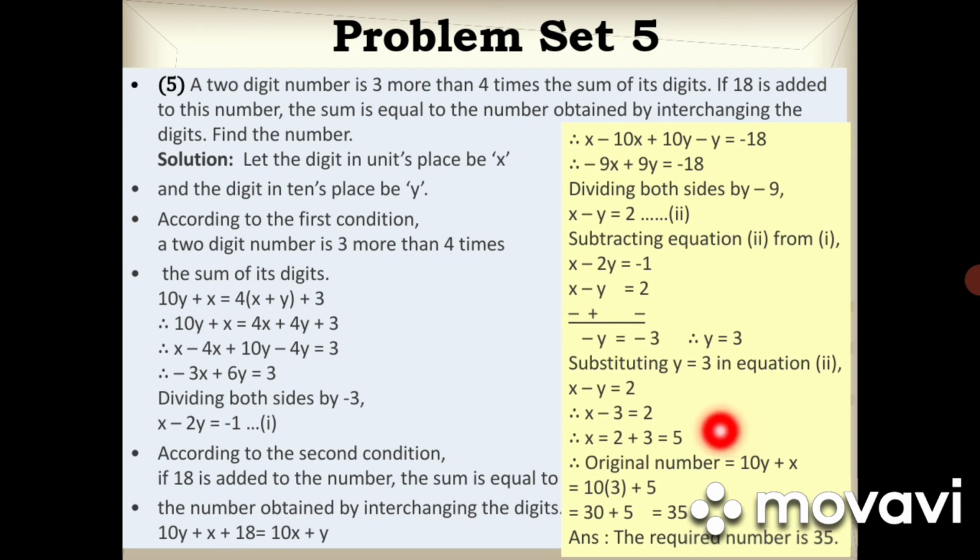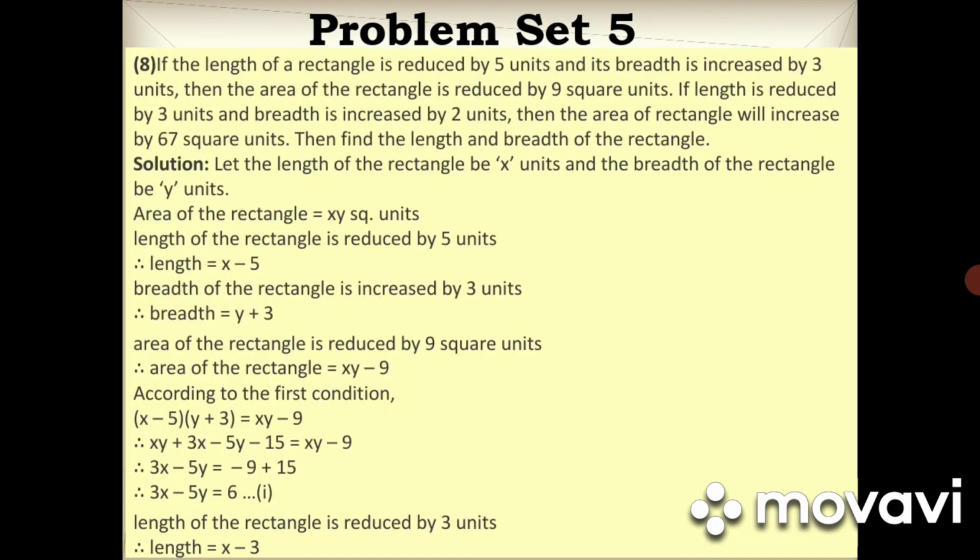Therefore, the original number is 10y plus x, and that is equal to 10 into 3 plus 5, and that is equal to 30 plus 5, and that is equal to 35. Therefore, the required number is 35. Let us solve question 8.